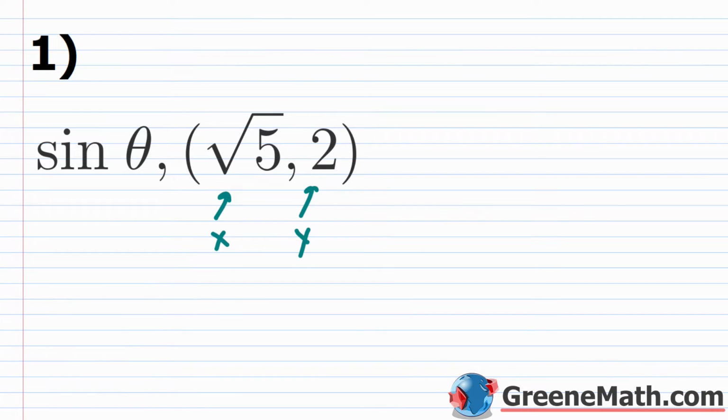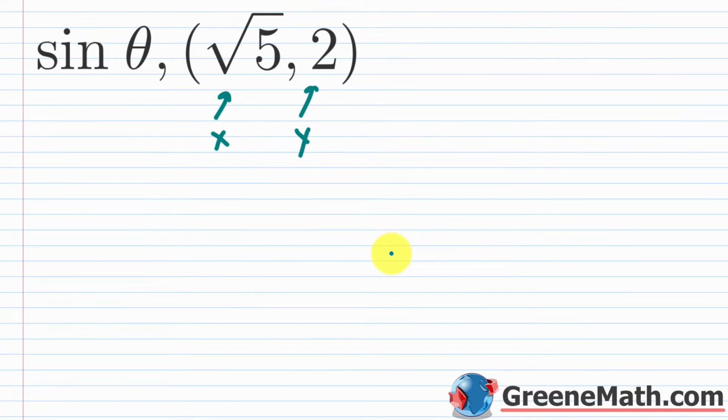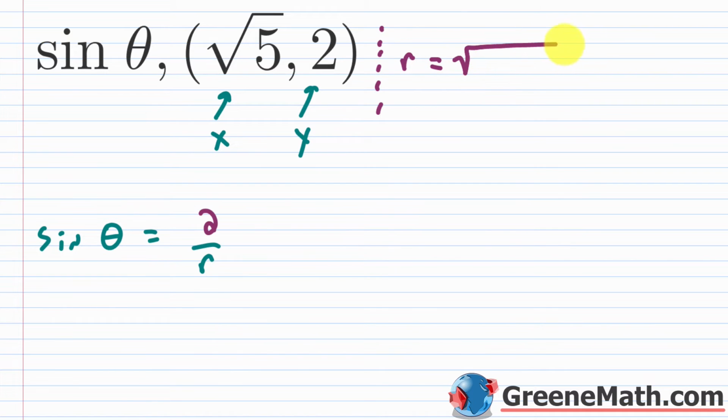So the first thing is to write out your definition for the sine of theta. So the sine of theta is given to us as y over r. So I know right now that the y value is 2, so you can just replace that and put a 2 here. But I don't have my r value. If you wanted to figure out the r value, remember this is the square root of x squared plus y squared. So just plug in what you have.